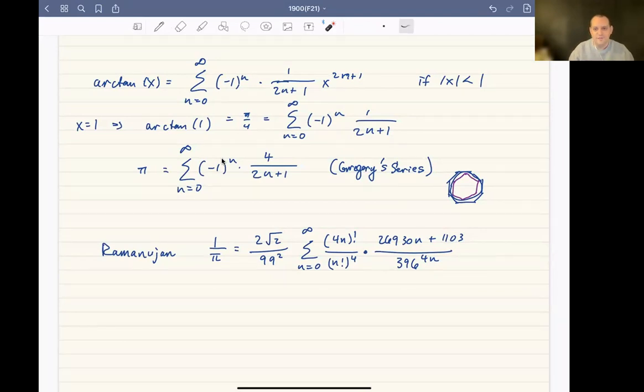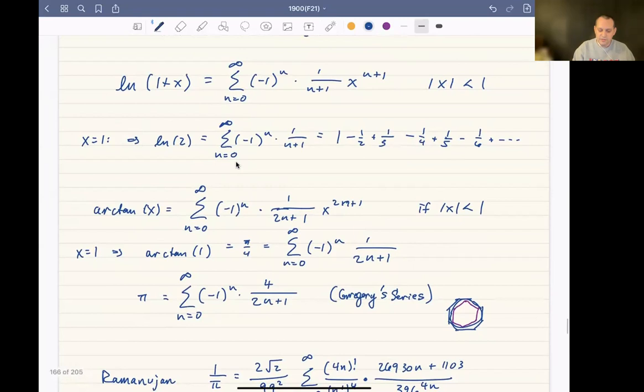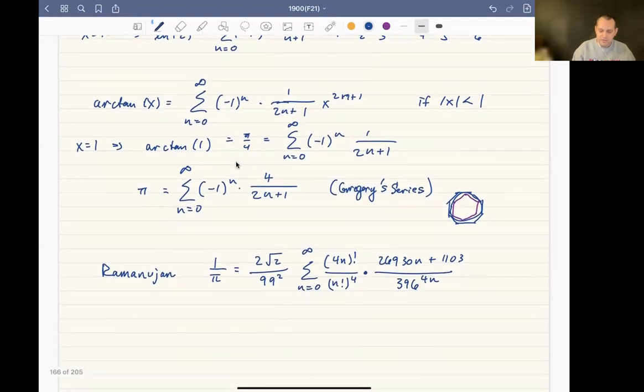This is just a crazy enough formula that I wanted to write it down and show you. Okay, so this is a formula from Ramanujan, probably from the 1910s or 1920s. So that's series being used to represent pi and natural log of 2. And that's one of the things that we can do with power series here.